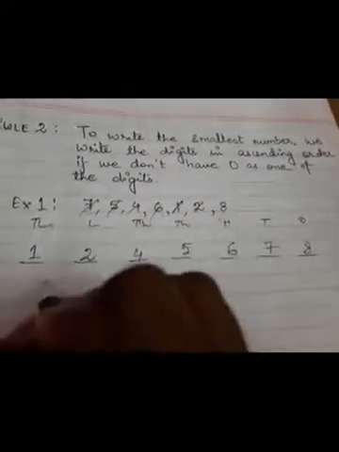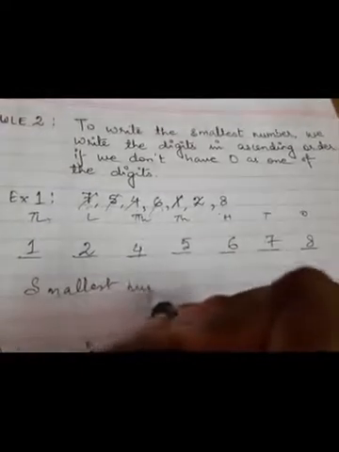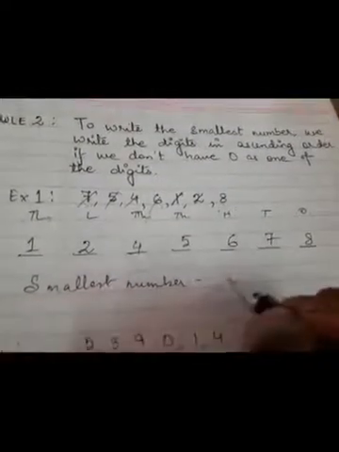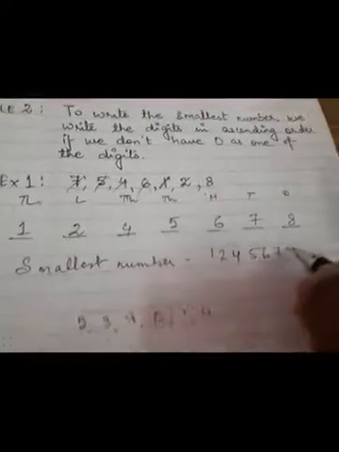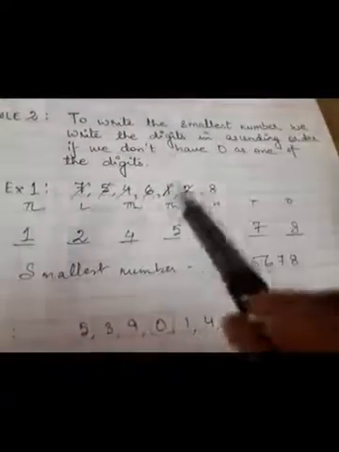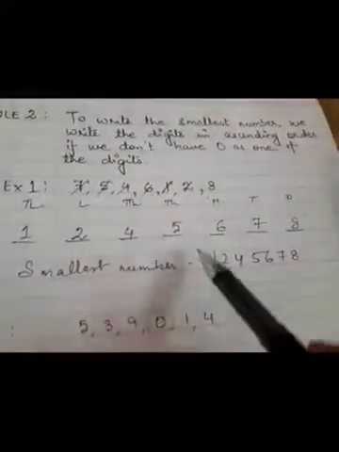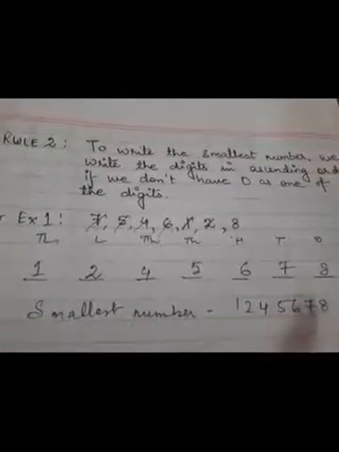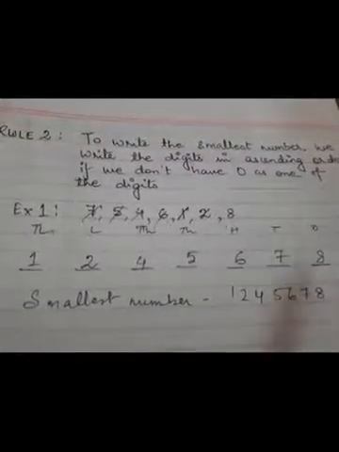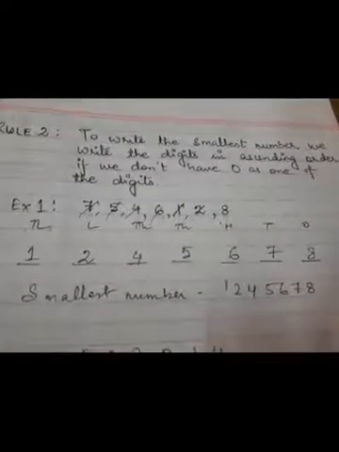So what is my smallest number here? My smallest number is 1, 2, 4, 5, 6, 7, 8. Just count it once more. It is 1, 2, 3, 4, 5, 6, 7. 7 digits. So this is your smallest number. Now we'll move on to the second example.